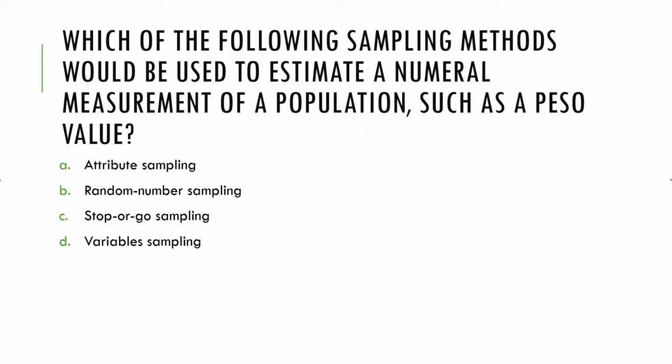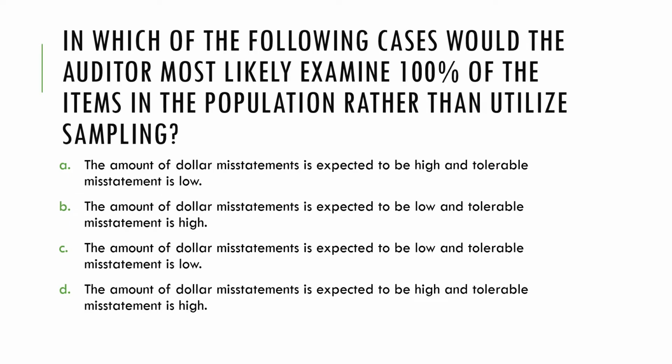Next question, which of the following sampling methods would be used to estimate a numerical measurement of a population such as a peso value? So if you're talking about a peso value, more appropriate for substantive testing, and if it's substantive testing, then variable sampling is the way to go. I again apologize. The answer should be variable sampling. Let me just fix that real quick. So there you have it. The answer is variable sampling because you're talking about the peso value.